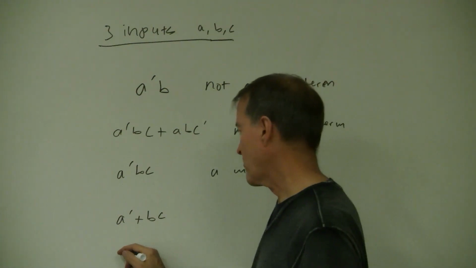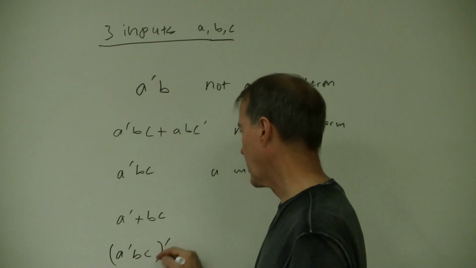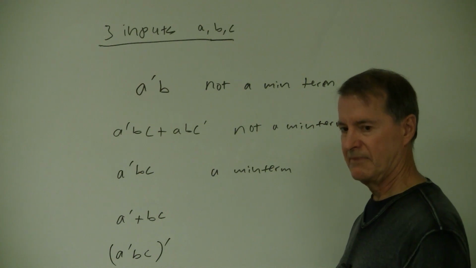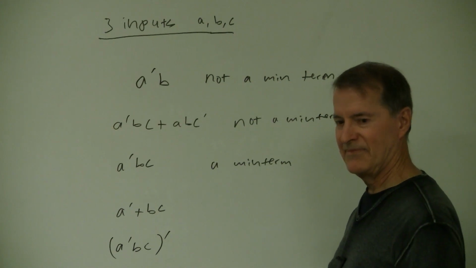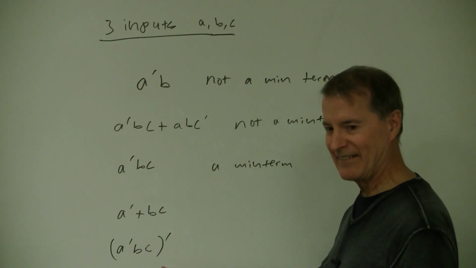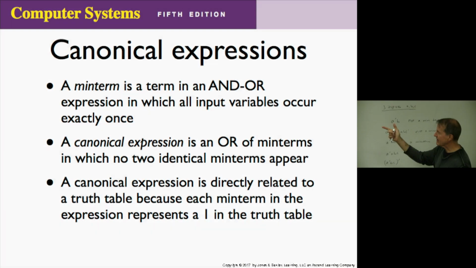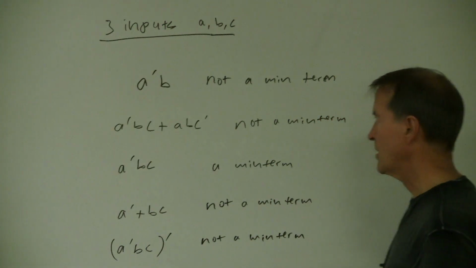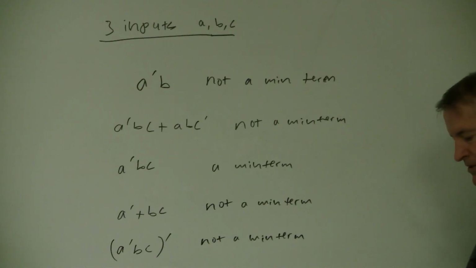And how about this? How about A prime, B, C, the whole thing prime? Is that a minterm? No, it's not a minterm because it's prime on the whole thing. It's not an and. If you were to expand this out, you would get an or. So this is not a minterm. Now, is everybody clear on what a minterm is?